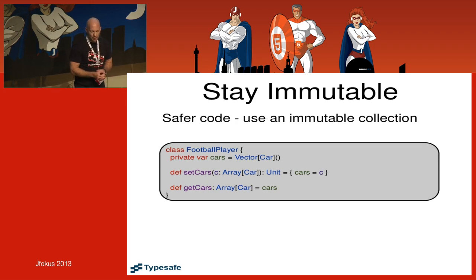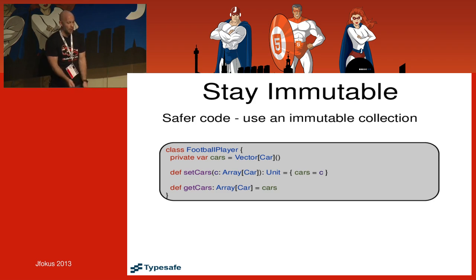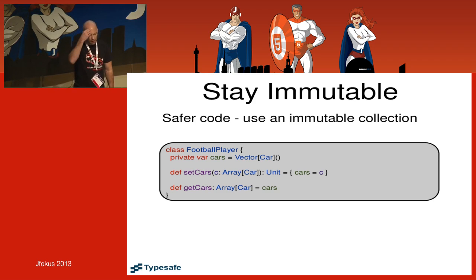Here's a safer way of doing it. Instead of using array, we can use vector, which is an immutable collection. So whenever someone, I should say actually, there's something wrong here. It should say vector instead of array there. Right. So when someone passes a vector into us, we're safe to just say, okay, our cars is equal to whatever they pass, because we know they can't change the state of that collection. So bear in mind, it should say vector instead of array there.